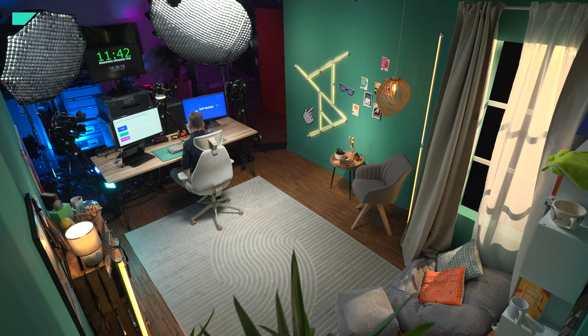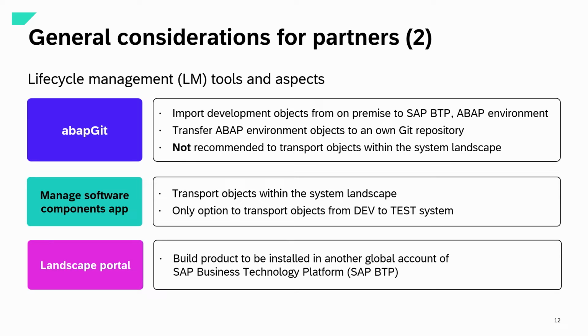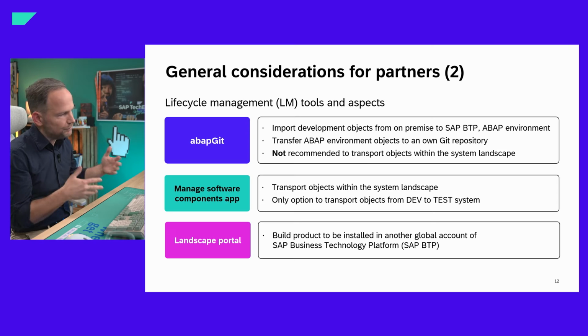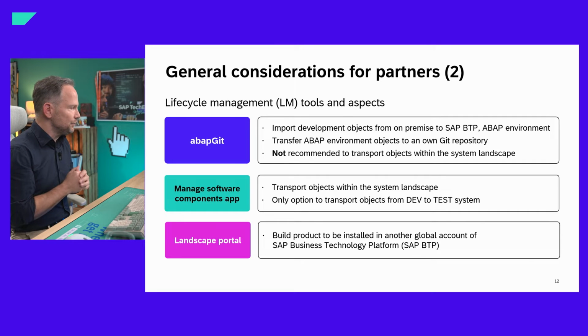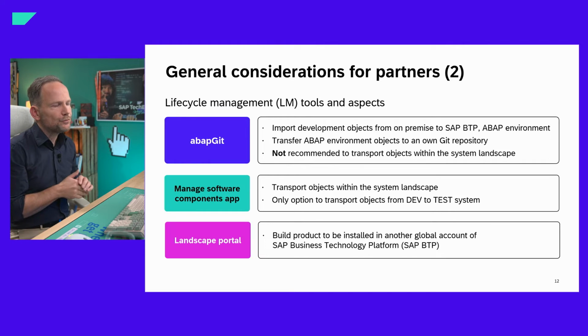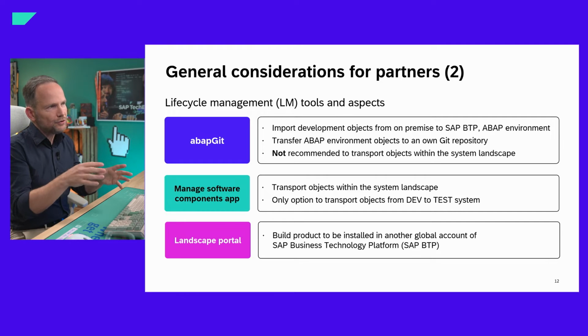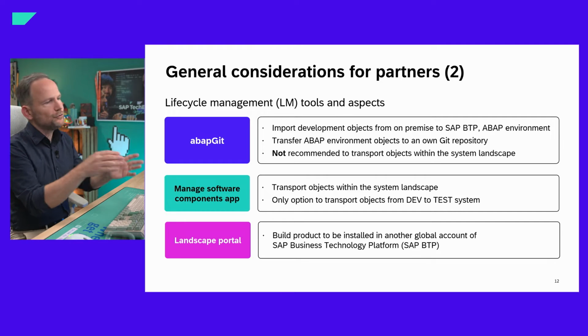Another important topic is the explanation of the different lifecycle management tools. It's very important to use the right tool for the right purpose. I would like to start with ABAP Git. ABAP Git is a very well-established tool from the community, nicely integrated into Steampunk, and it's the only option to import objects from the on-premise system into a Steampunk system. But it is not recommended to transport objects from one Steampunk system to another one.